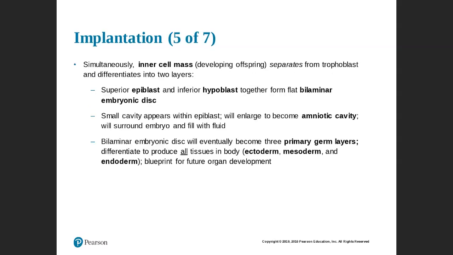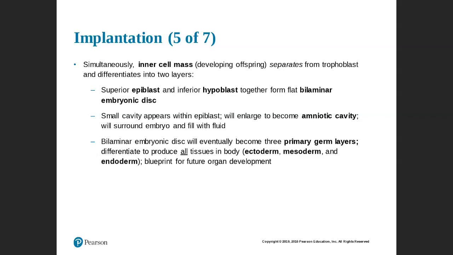rest of the pregnancy. At the same time, the inner cell mass, which is going to be the developing embryo, the offspring, will then separate from the trophoblast and differentiate into 2 layers, the outer epiblast and an inferior hypoblast. And these are what we refer to as the bilaminar embryonic disc. These will become the germ layers, okay? There's also a small cavity that appears within the epiblast. It enlarges to become the amniotic cavity, and that will immediately surround the embryo and fill with fluid.